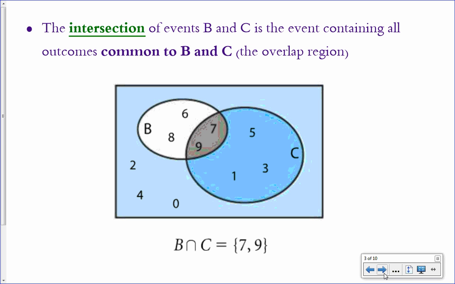The intersection of two events, in this example events B and C, because that's what's in the picture, is going to be the event that contains all outcomes common to B and C, also known as the overlap region. So in this Venn diagram, you can see the 7 and the 9 are in the intersection region, and therefore the set of B intersect C, and that's this symbol down here, the horseshoe-looking shape, is the set {7, 9} in the curly brackets, because we're writing these as sets in set notation.